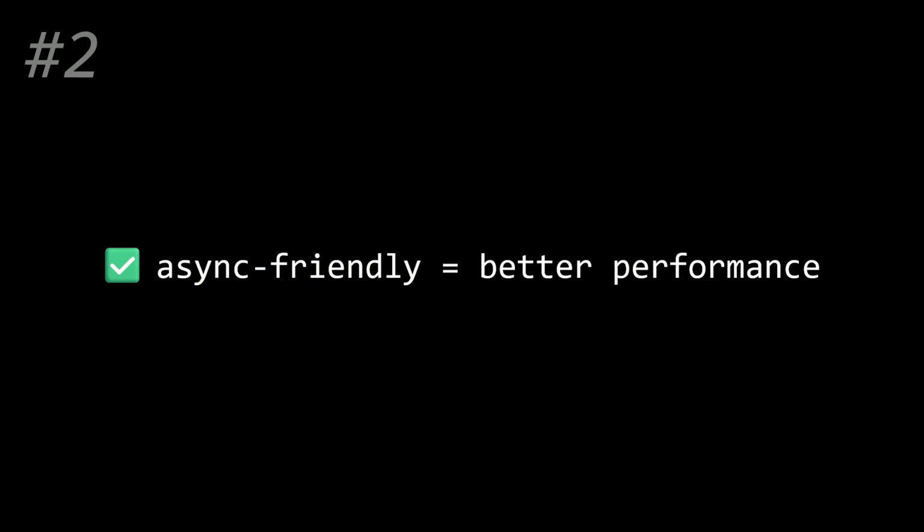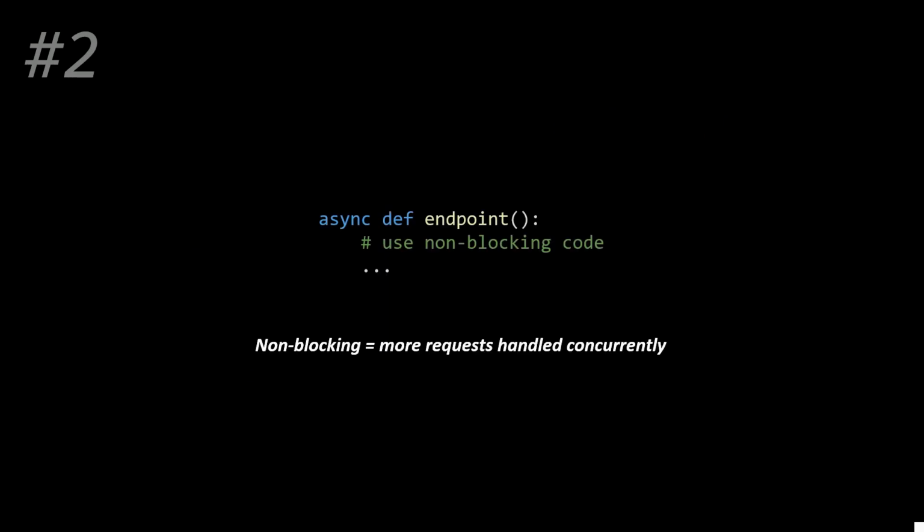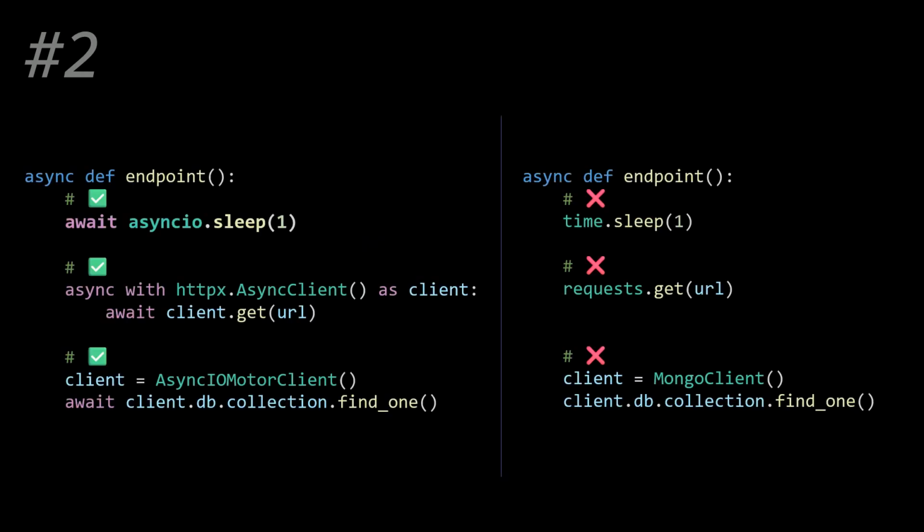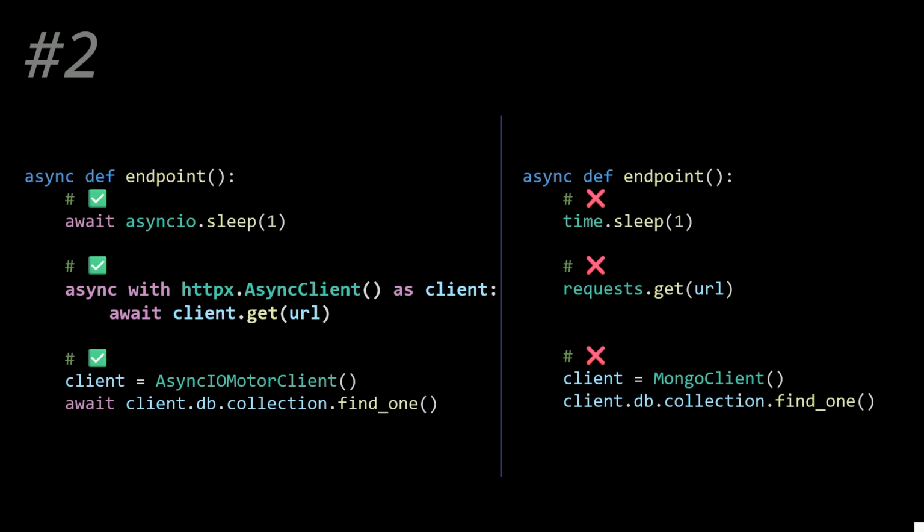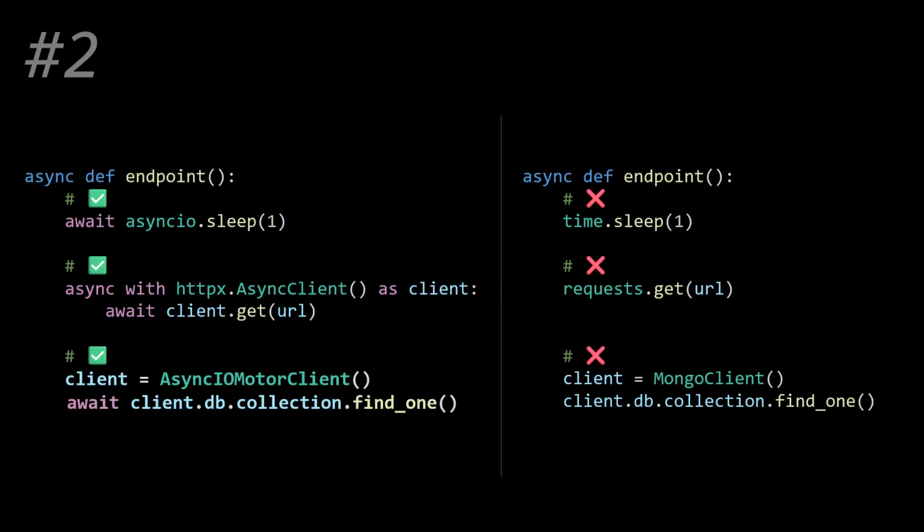Number 2, use async-friendly code. To get the most performance out of your FastAPI application, use non-blocking libraries as much as possible. So you can declare your endpoints as async endpoints. Use asyncio.sleep instead of time.sleep, HTTPX async client instead of the requests module, and Motor instead of PyMongo. I hope you get the idea.